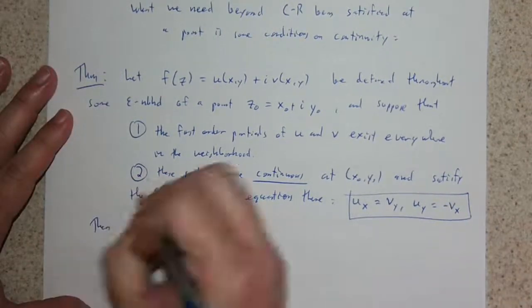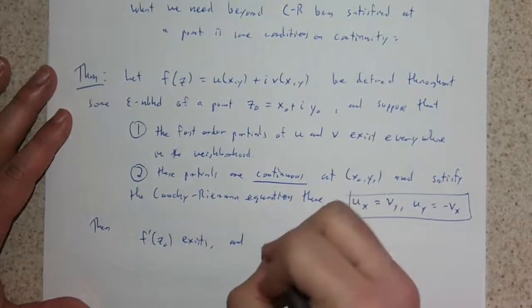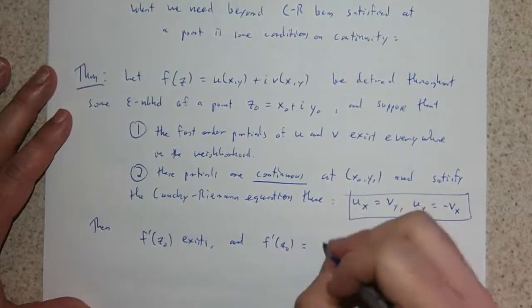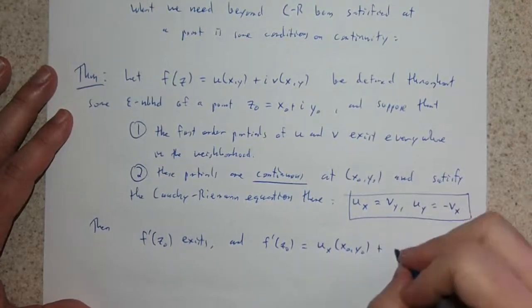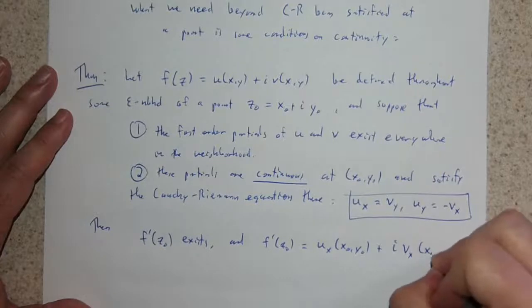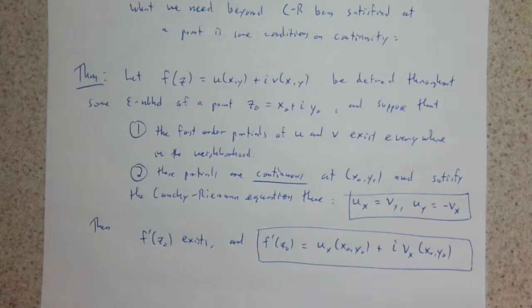Then f prime of z naught exists, and f prime of z naught is equal to u sub x at x naught, y naught plus i times v sub x at x naught, y naught. All right. Now, could you compute this with the y partials using the Cauchy-Riemann equations to substitute in here? Yeah, definitely. But this is an easier way to remember it because there's no sign change required.